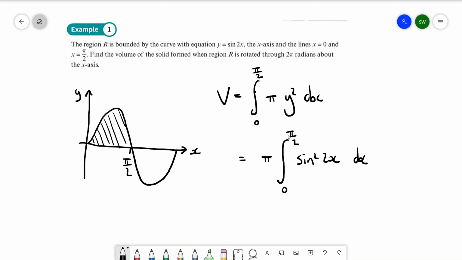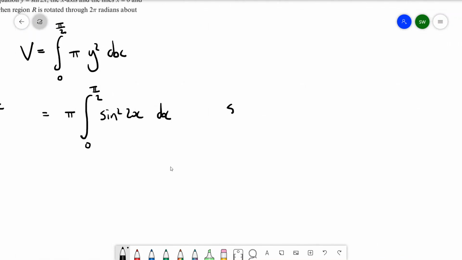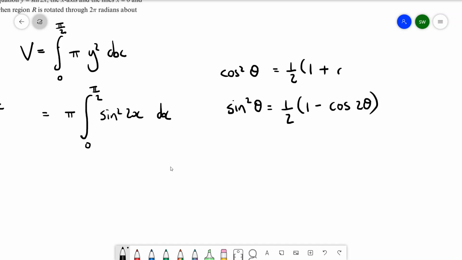Now, sine squared is a really common function that you need to be able to integrate in further maths. And to integrate sine squared, you need to remember the identity: sine squared theta is a half times 1 minus cos 2 theta. The equivalent identity for if you needed to integrate cos squared would be cos squared theta is a half times 1 plus cos 2 theta. And both of these can be derived pretty easily from the double angle formula for cos 2 theta. So in this case, we want to integrate sine squared 2x. So let's replace theta in this identity with 2x.